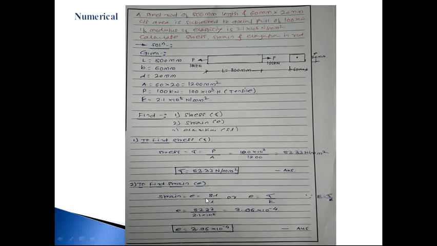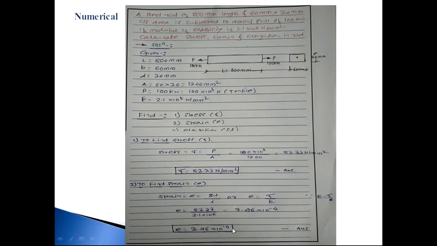Strain is equal to change in length upon original length, and we know that by using Hooke's law, Young's modulus E is equal to sigma by epsilon. So the strain is equal to stress upon Young's modulus E, and we already calculated stress and the value of E is already given in the problem. So strain is equal to 83.33 divided by 2.1 into 10 raised to 5, and your answer will be 3.96 into 10 raised to minus 4.